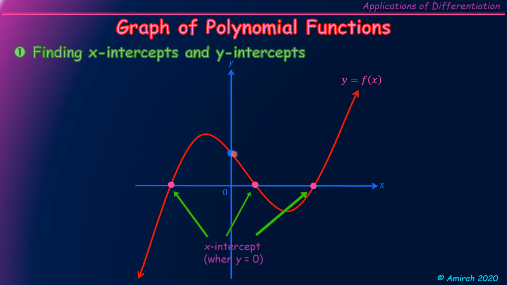This is y-intercept. Y-intercept happens when x equals 0. All y-intercepts must be on the y-axis, right?